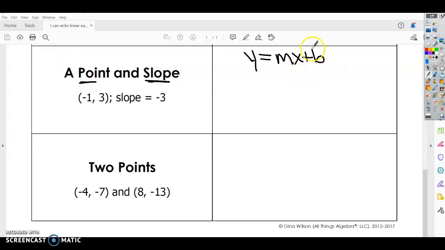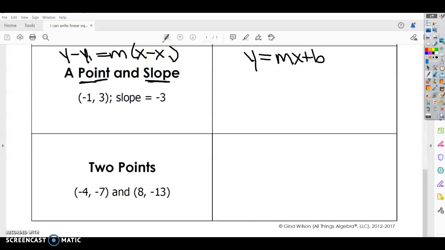We can't put just a point. Well, we could put a point and a slope in here and solve for our y-intercept, but there's an easier way to do that by using the point-slope formula. So if we have y minus y1 equals m times x minus x1, this is what's called point-slope form.